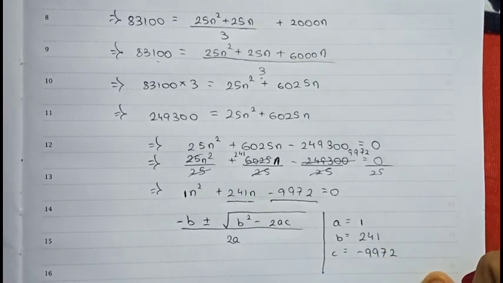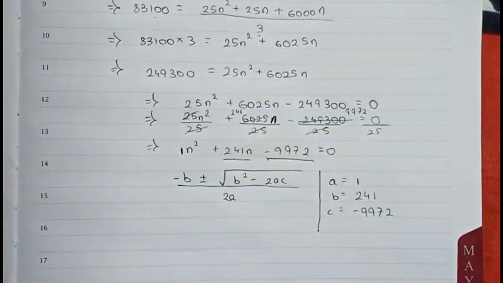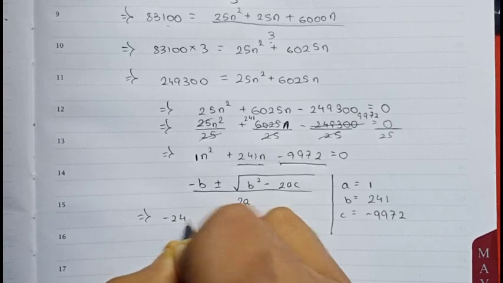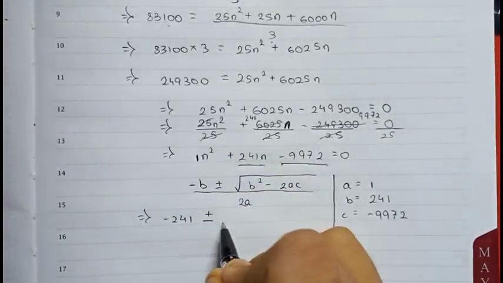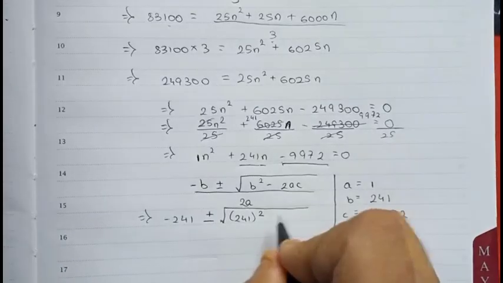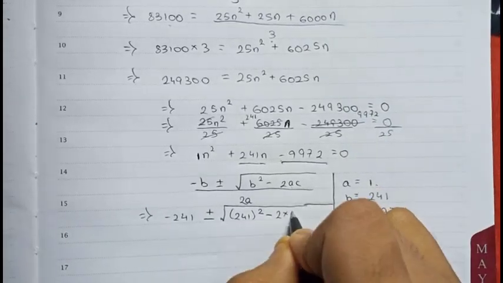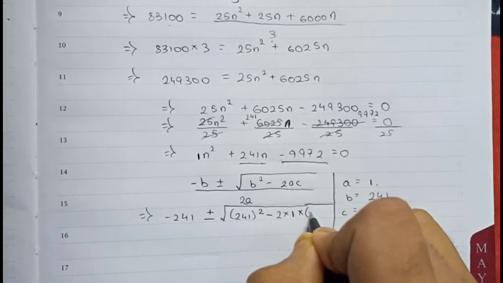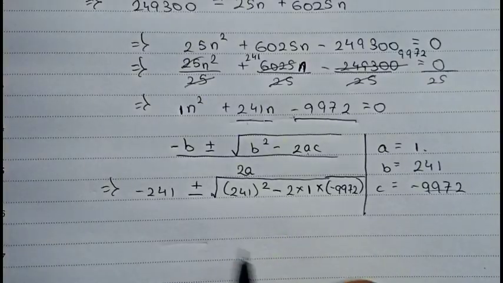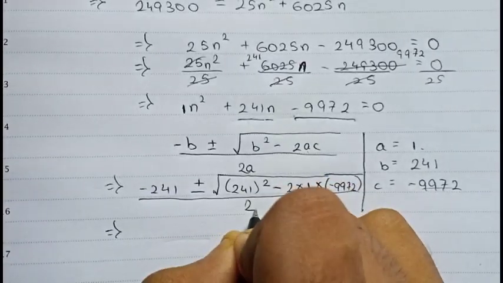So guys, keep in mind that this sign is very important. We cannot remove this sign. This minus also you have to take. So now these values we put in this formula. So minus 241 plus minus, both the signs are there, root over b square. b square means 241 whole square minus 2 into, so a is 1 multiplied by minus 9972. So we got 9972, and by 2a. So a is 1, so only 2 we will write.